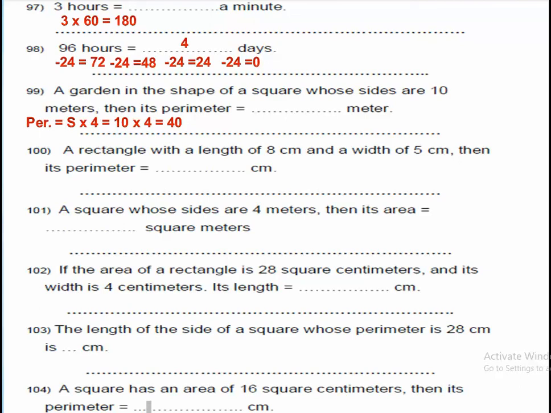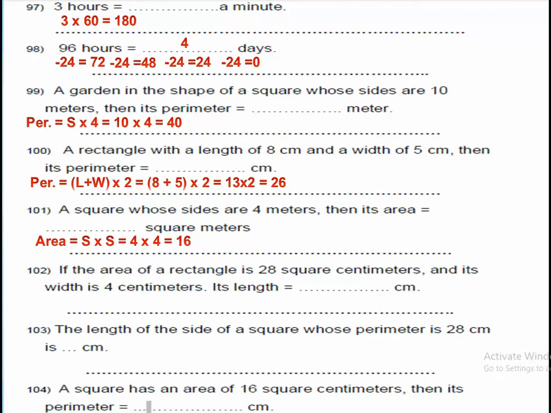A rectangle with a length of 8 centimeter and a width of 5 centimeter. Then its perimeter. Okay, perimeter equals length plus width times 2, 8 plus 5 times 2 equals 13 times 2 equals 26. A square whose sides are 4 meters, then its area, we know that the square area equals side times side, 4 times 4 equals 16.